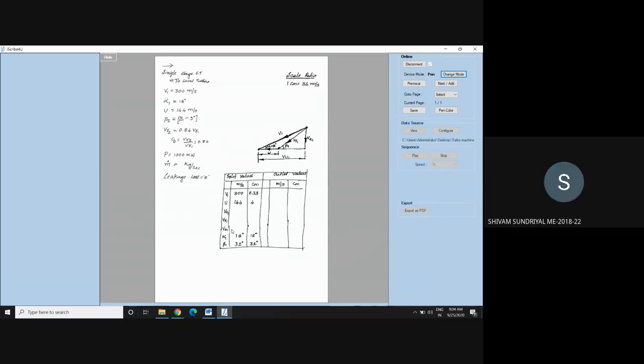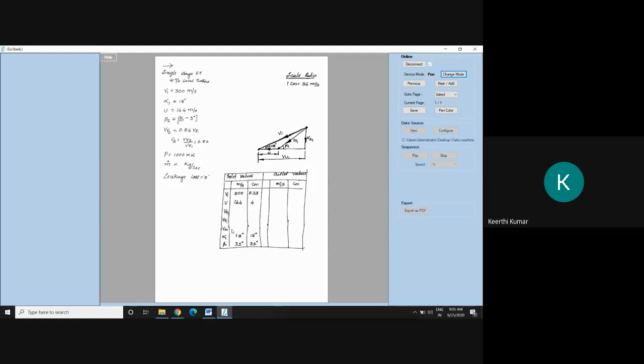I got 33, sir. Yes, I too got 33. See, you write down whatever value you got. But I will write the value that the first two students tell, if it is matching with each other and with my results. 32 degrees. So beta 1 is 32 degree.